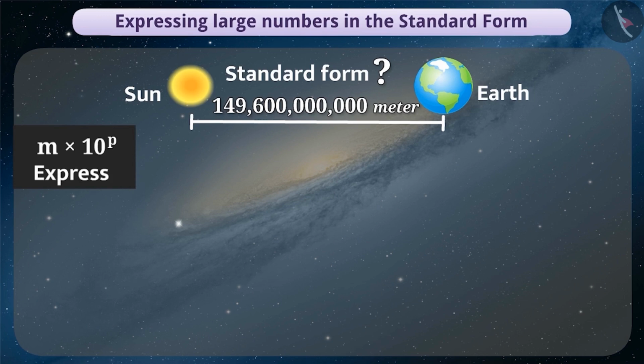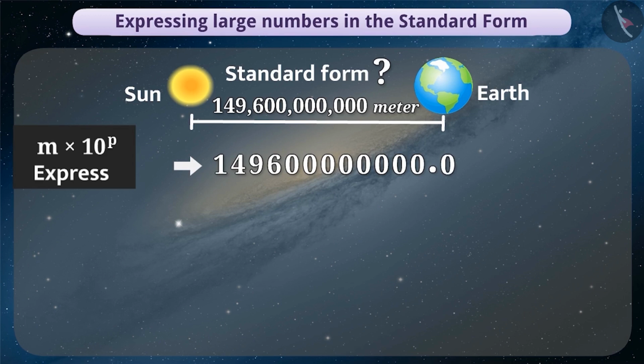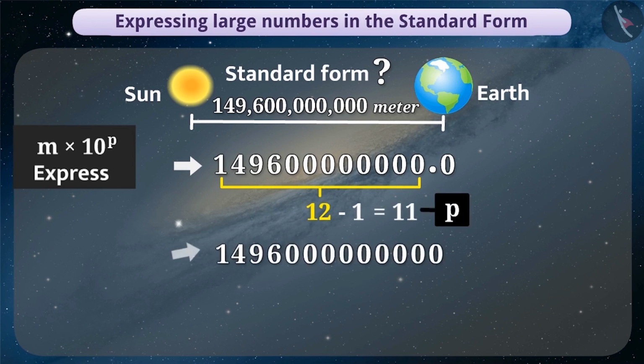To express it in standard form, that is, m into 10 to the power of p, first, we will convert this whole number to decimal number by placing a decimal point and 0 to the right of the number. Here, there are 12 digits to the left of the decimal point. We will subtract 1 from the total number of digits, that is, 12, to get the value of p as 11. Then, we place the decimal point to the right of the leftmost non-zero integer 1, like this, and in the last step, we remove all digits after the non-zero integer placed to the right of the decimal point.